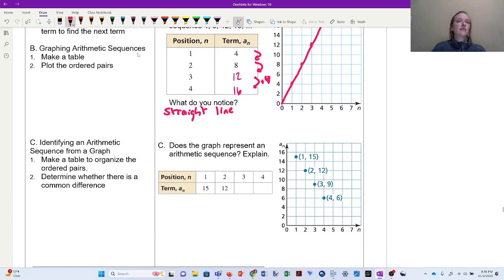So, taking it the other direction, if I give you a graph of data, can you determine whether it's an arithmetic sequence and then explain? Well, if I've got data points at 1, 15, 2, 12, 3, 9, and 4, 6, and if you've noticed these are all on a straight line, then we can say that yes, this is an arithmetic sequence.